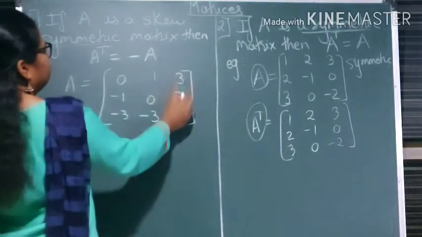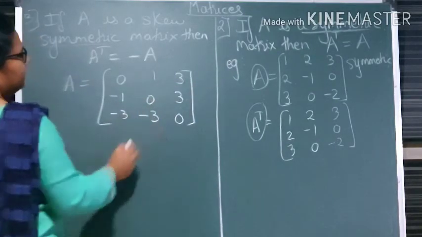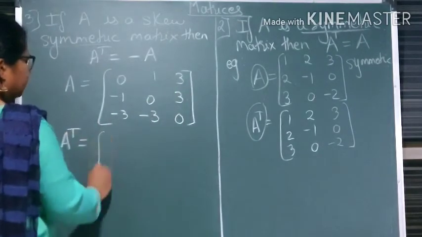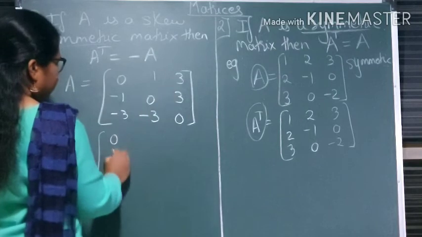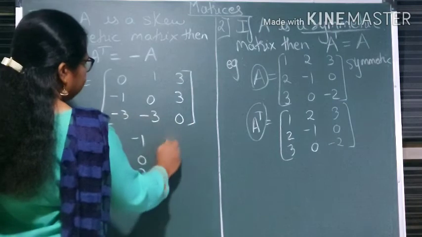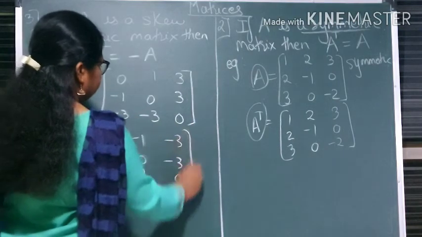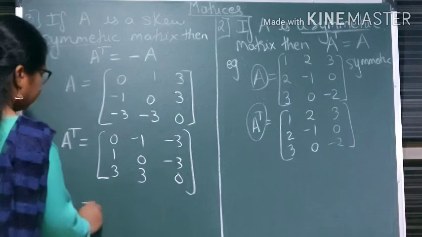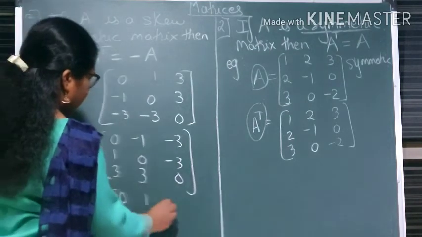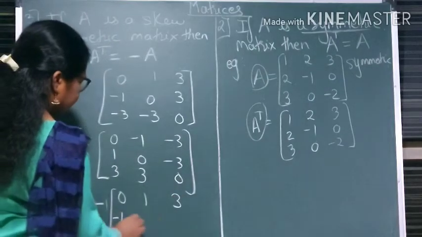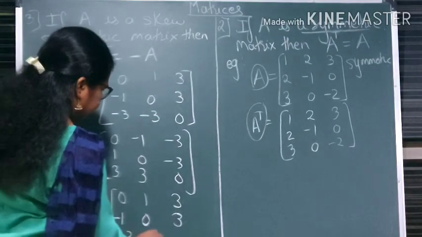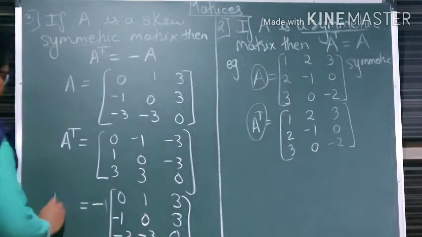Yes, so if you have 1, 3, 3, this is minus 1, minus 3 and minus 3, opposite in sign. What will A transpose be? This row will become a column, so 0, 1, 3. This row will become the second column and this row will become the third column. Now if you take the minus sign common out from this whole matrix, what are you going to get? Minus 1, 0, 1, 3, minus 1, 0, 3, minus 3, minus 3, 0. So this is A transpose.